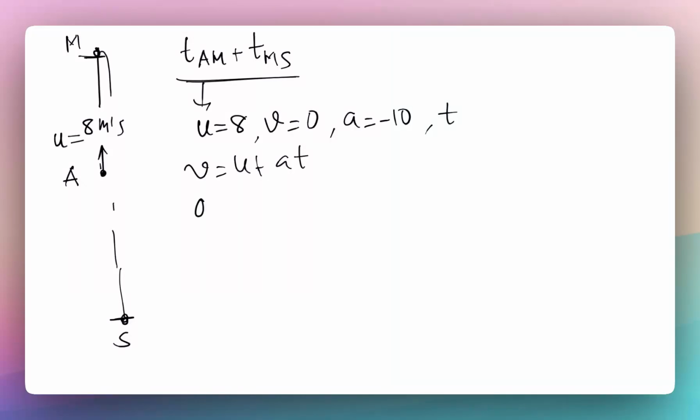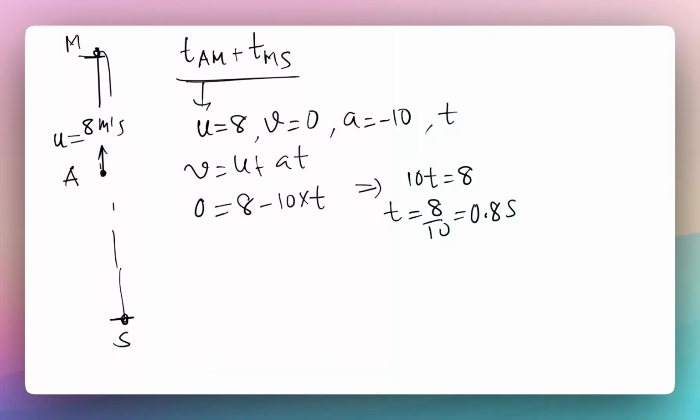So we can put v is equal to 0, u is equal to a, a is equal to minus 10, and this is time. It will go on that side. So this will become 10t is equal to 8, and t is going to be 8 by 10 or 0.8 seconds. Okay, but mind you, this is the time when it is going up. We still need to find the time when it is coming down. Okay, so how do we find the time for coming down?